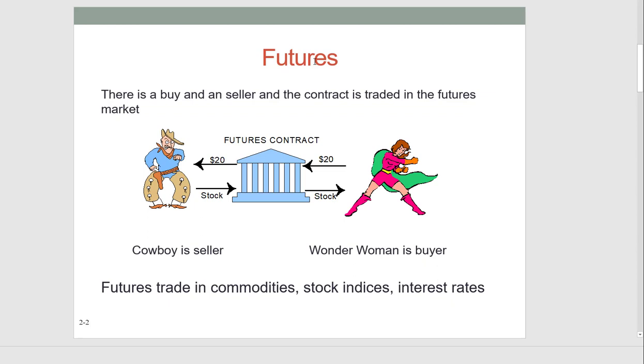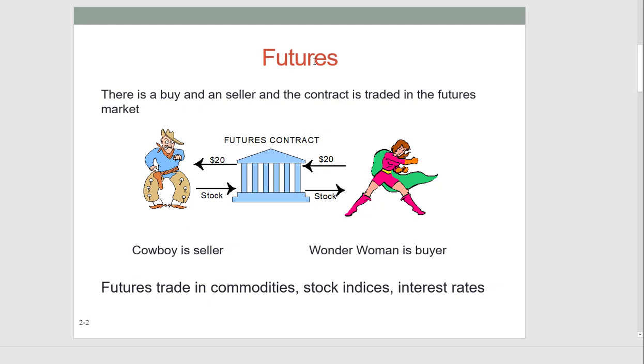We have a buyer and a seller. In the case of Cowboy, the Cowboy is the seller. He's selling a stock through the futures contract to the buyer, Wonder Woman, who pays her money to the Cowboy. Now, futures contracts really don't trade in stocks. I just was trying to carry the parallel to 1B, but they do trade in commodities.